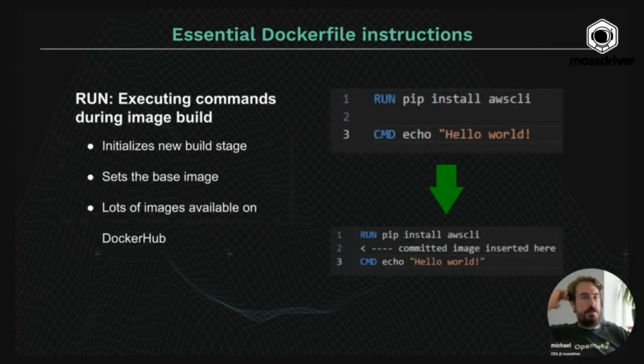Executing commands during an image build. The RUN instruction executes a command in a new layer on top of the current image, then commits the result. Each RUN command creates a new layer, and the resulting image is used as the base for the next step in the Dockerfile. For example, the line RUN pip install awscli installs the AWS CLI in a new layer, which becomes part of the image before moving on to subsequent steps, such as the CMD instruction.